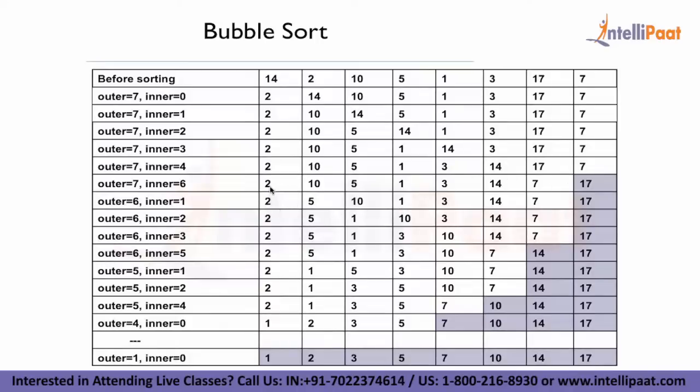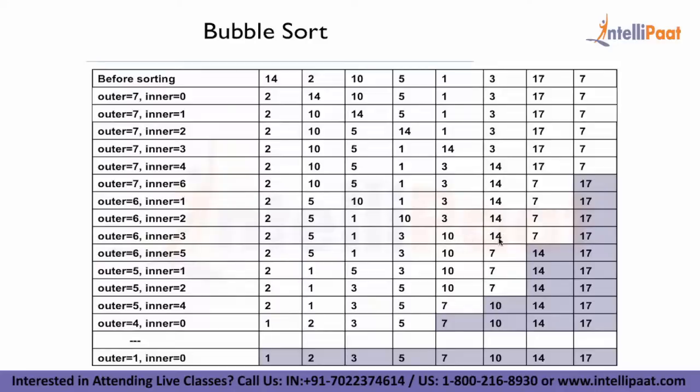Okay. Now we will again start with the unsorted portion. We'll compare 2 with 10. It's okay. 2 is less than 10, so we cannot do anything. Now 10 is compared with 5. 10 is greater, so 10 is moved here, 5 is moved here. 10 is compared with 1. 10 is greater, so 1 is moved at 10's place, 10 is moved here. 10 is compared with 3. 10 is greater, 10 is moved here. 3 is moved here, 10 is moved here. 10 compared with 14. 14 is greater, so we will not continue with 10 anymore.